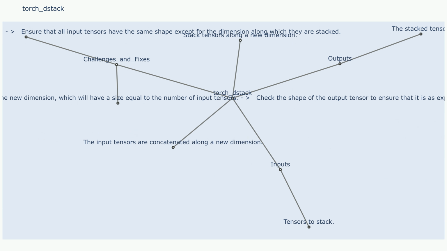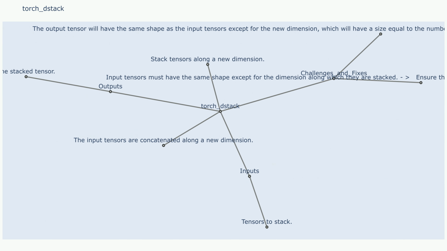Input 2, tensor 2. This is the second tensor that you want to stack. The input tensor can have any number of dimensions, but the last dimension along which you are stacking must be the same for all input tensors.